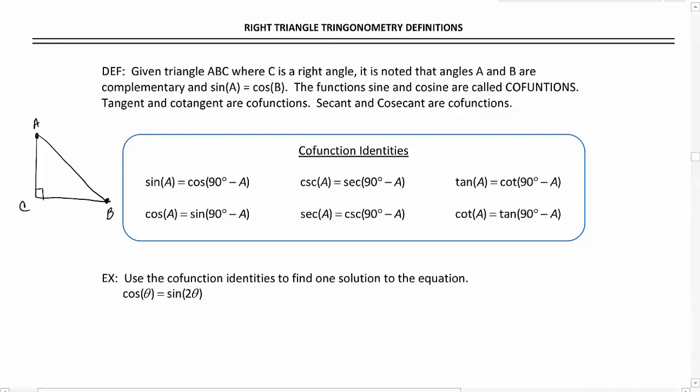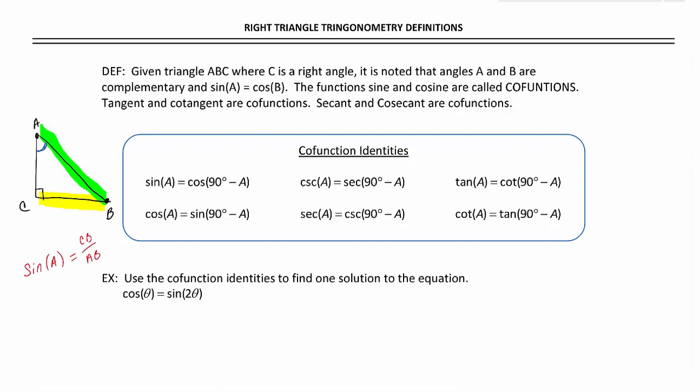Okay, so let's take a look at some side here, say the bottom side. If we're using A as our reference angle, we know that sine of A is going to be the opposite side over the hypotenuse. So our opposite side is CB, and our hypotenuse is going to be AB. So sine of A gives us this, I'm going to write CB over AB.